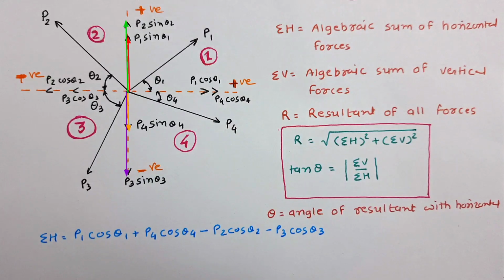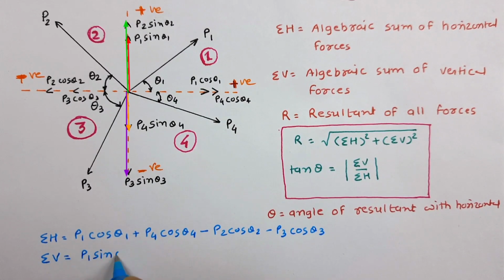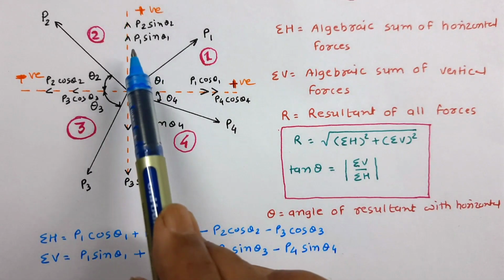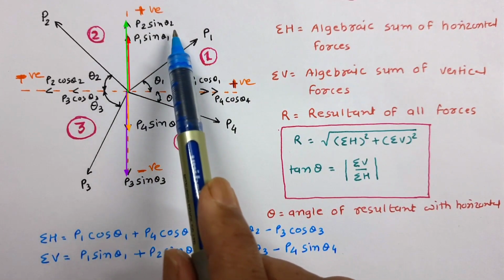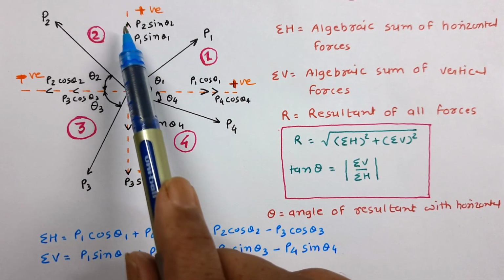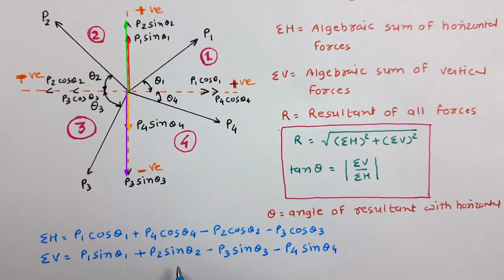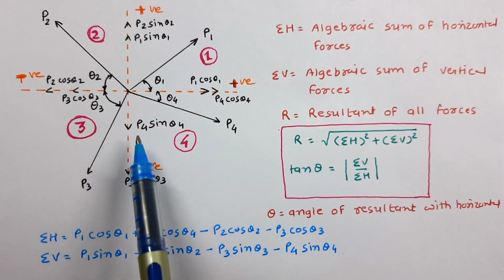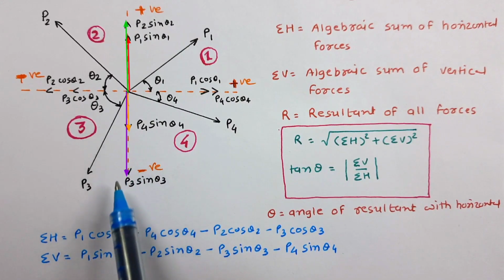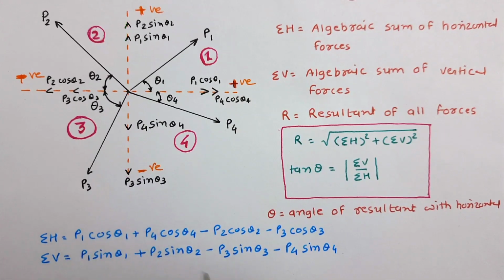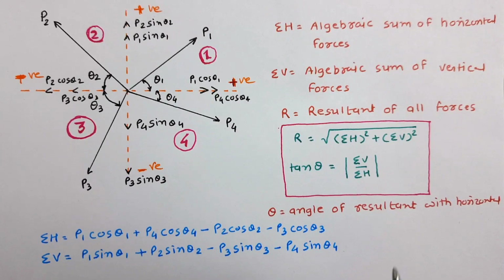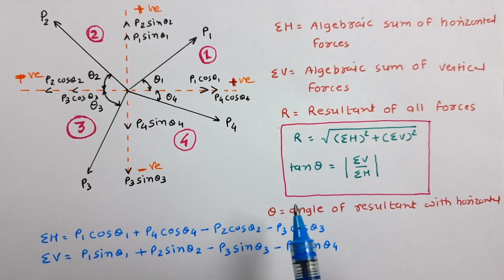Same way, let us work out sigma V. Here P1 sin theta 1 and P2 sin theta 2 are in positive y direction, so that are taken with positive sign, and P3 sin theta 3 and P4 sin theta 4 are along negative y direction, so their sign has been taken as negative. Now using these two equations, we can work out magnitude and direction of resultant of forces.